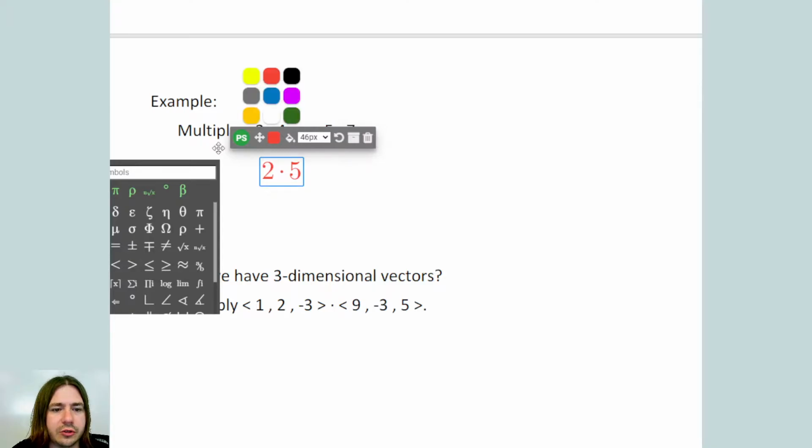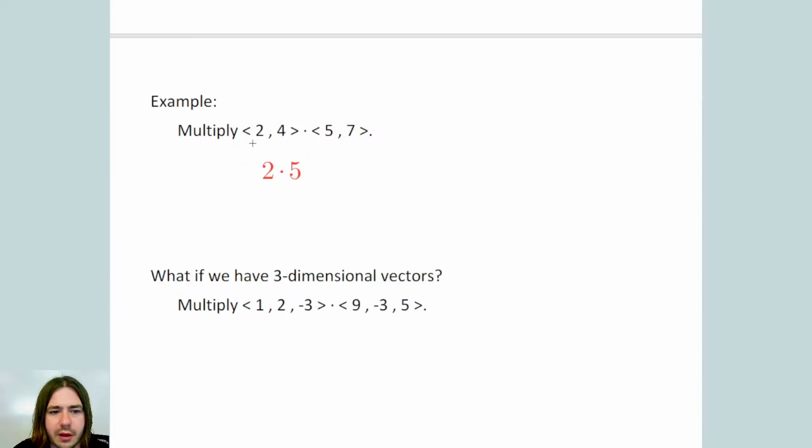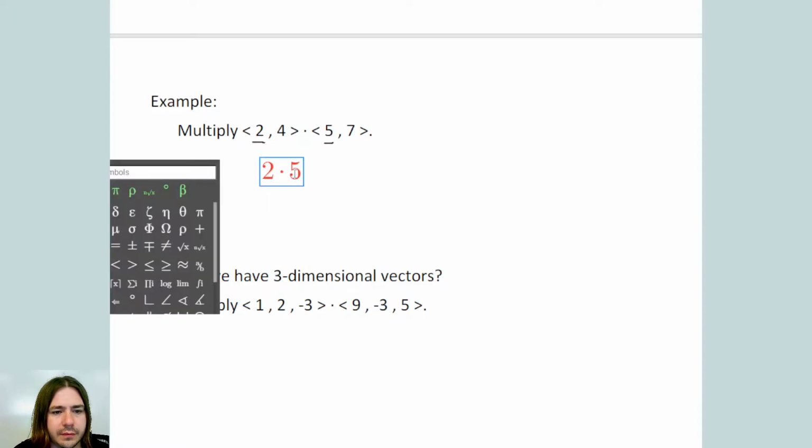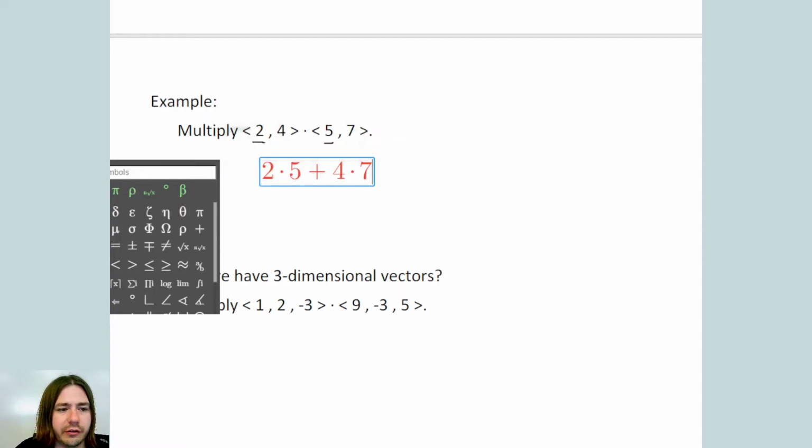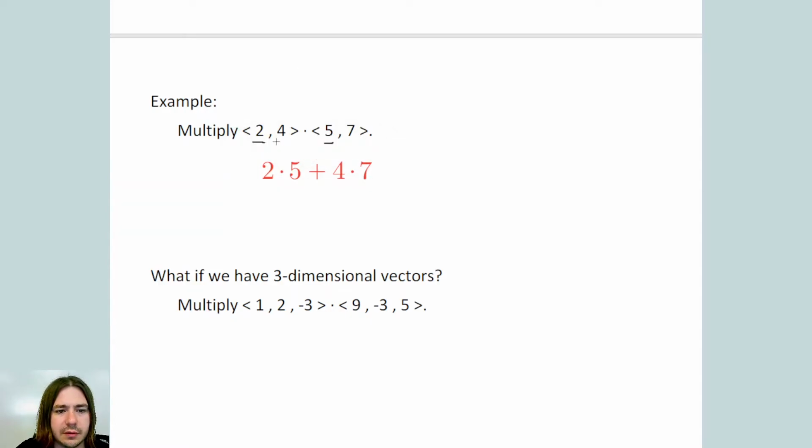Okay, so 2 times 5, those are the two horizontal components, plus 4 times 7, which are the vertical components. Maybe I'll use a different color just to really emphasize where this is coming from. So this is the 4 times 7. Here's the 2 times 5. Yeah, that green and black doesn't really look that different, but that's okay.